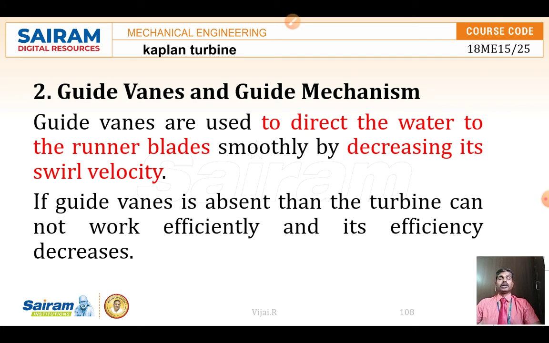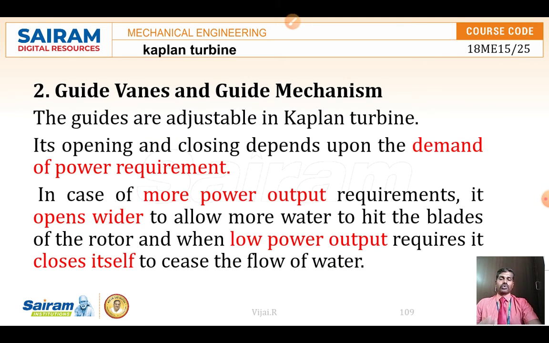It will directly safeguard the runner blades from this effect, and then it controls the flow of water, how much is required for producing the electricity. So if there is more power requirement, then we can adjust the guide vanes in a way that more water can hit the blades, or else we can control the flow of water by adjusting the guide vanes. So the opening and closing depends upon the demand of power which is required.